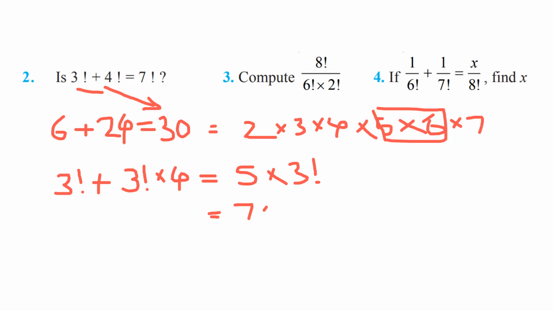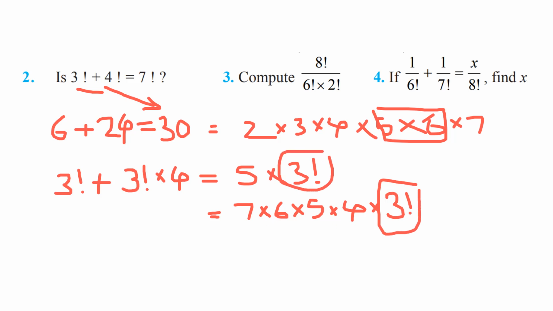How many? 7, 6, 5 and 4. These many of 3 factorials we have in 7 factorial, because 3 factorial multiply 4 multiply 5 multiply 6 and multiply 7 will be equal to 7 factorial. So we have a huge number of 3 factorials, and we have only 5 3 factorials on the left side. So this is a very small number and this is a pretty large number, and they are not equal.